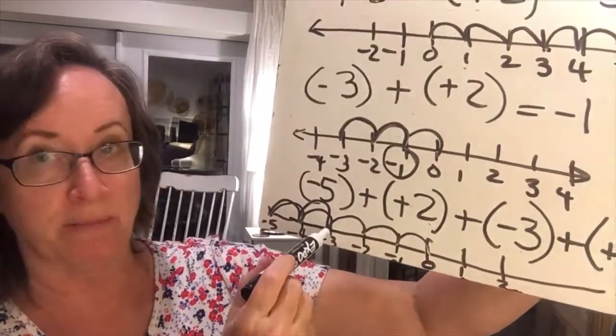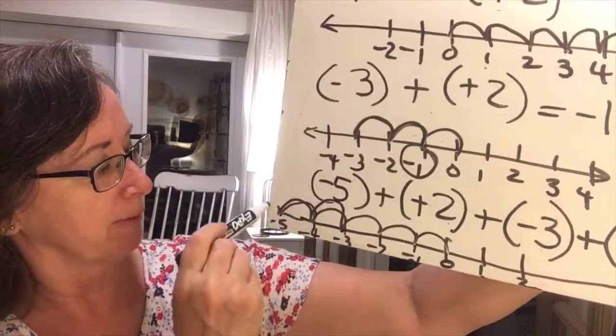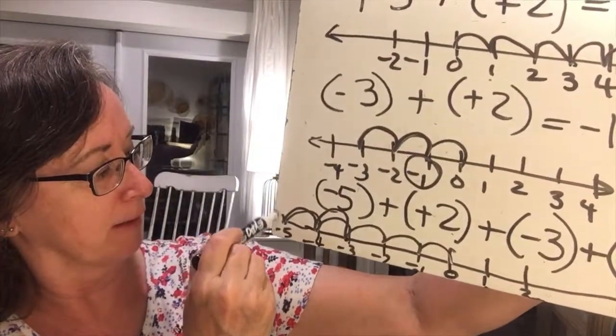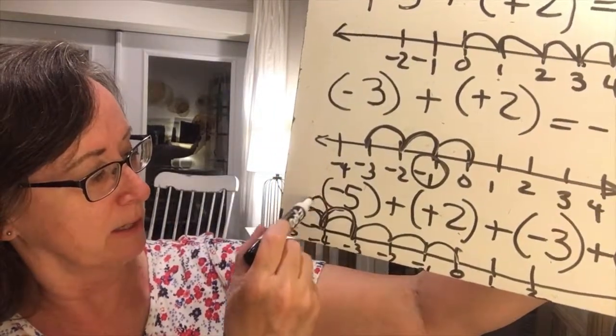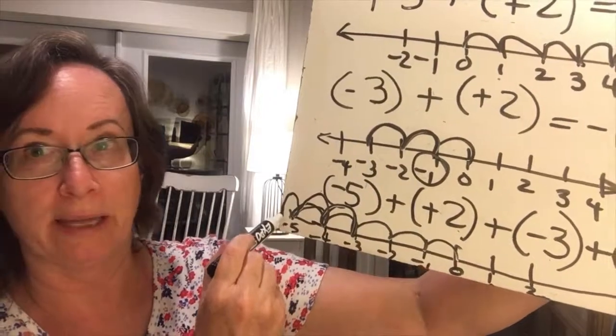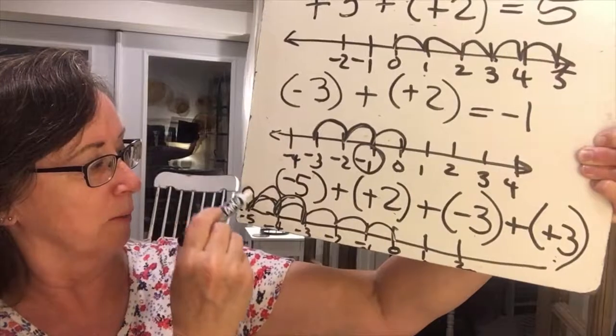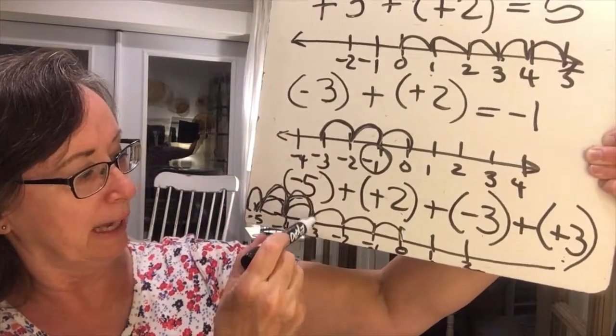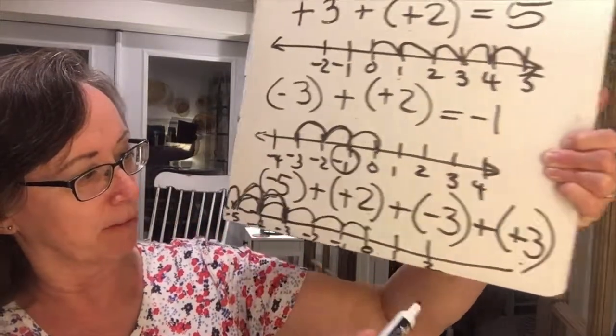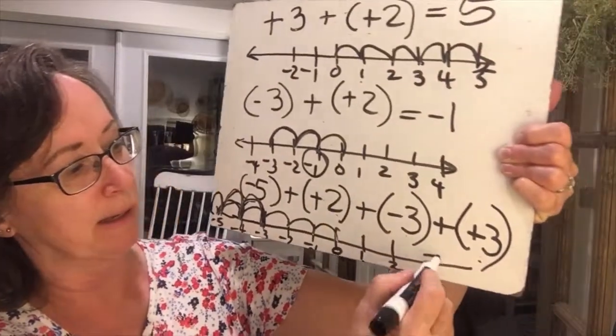Uh-oh, I'm going to go off of my little chart here. We're going to have to make that one right there -6. So 1, 2, 3. But then what? Lastly, we move forward 3 more. So 1, 2, 3, and we're back at -3. So the answer is -3.